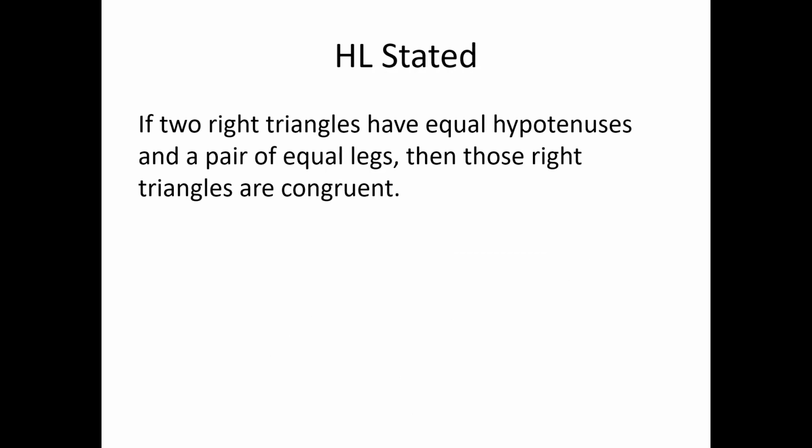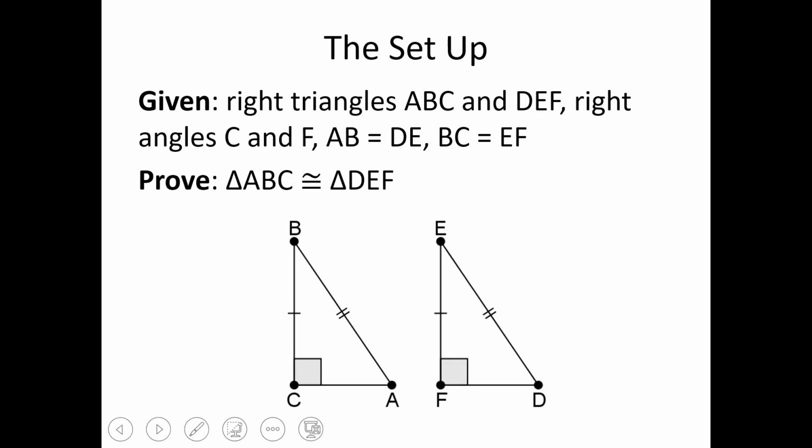So here's our picture. So we have right triangles ABC and DEF with the right angles at C and F respectively. We have their hypotenuses equal. That is, AB is equal to DE. We also have a pair of equal legs, namely BC is equal to EF, and it follows, I say, that the triangles are congruent to one another.